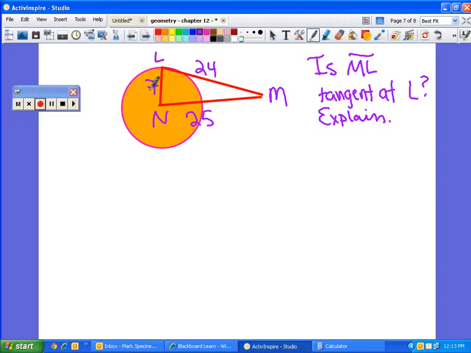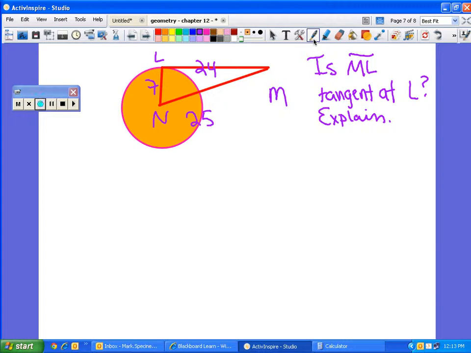We'll know it's a tangent if we can prove that this is a right triangle. Because if we prove that it's a right triangle, then this angle, even though in my picture it doesn't look like a right angle, in fact, let me change the picture so that it makes a little more sense. There. Now, if we can prove that this is a right angle, then we can say that this line is tangent because it's perpendicular to the radius.